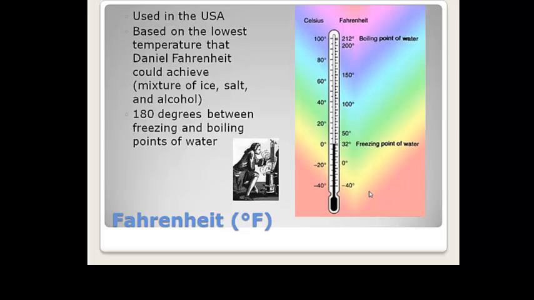It's based on the lowest temperature that Daniel Fahrenheit could achieve with something called brine, which is a mixture of ice, salt, and alcohol. And the very coldest temperature that he could create with this brine he called 0. And then he moved up from that and he noticed that water started to melt at 32 degrees on his scale. Also, water freezes at 32 degrees on his scale.